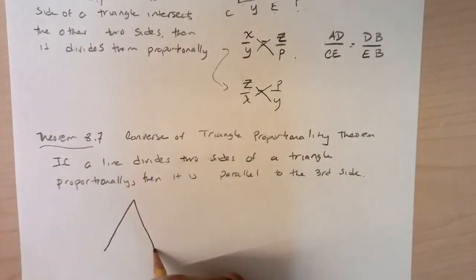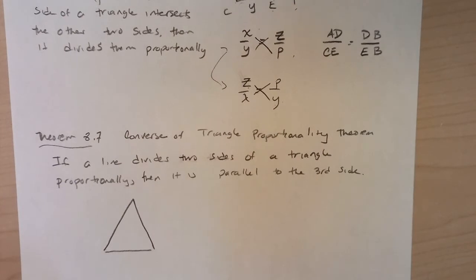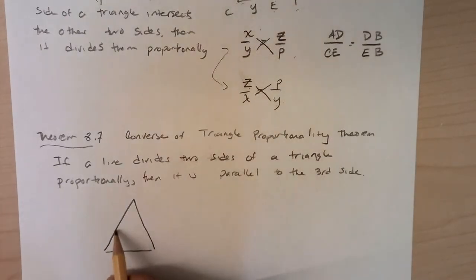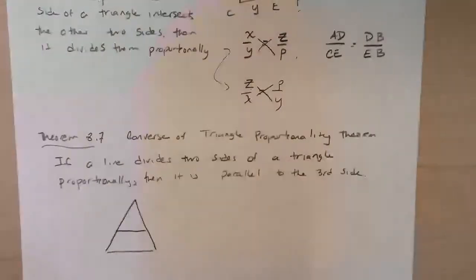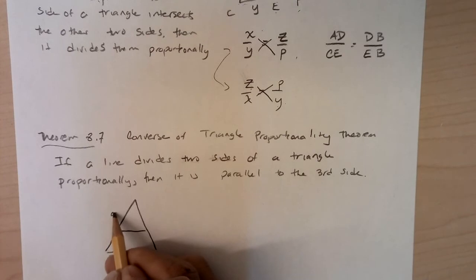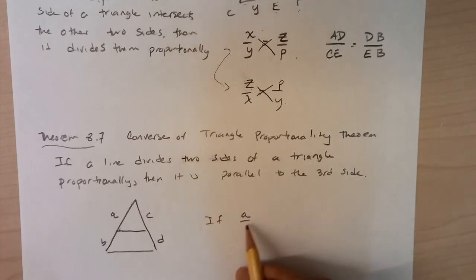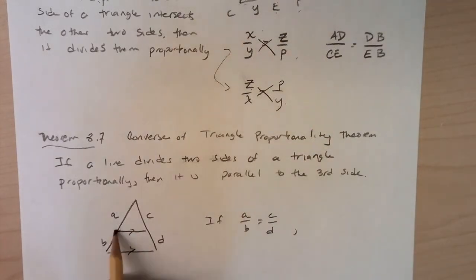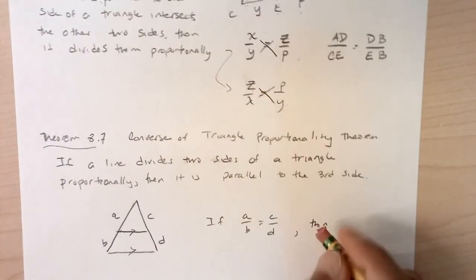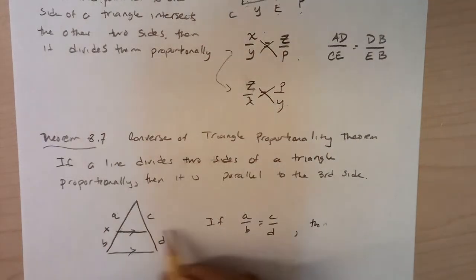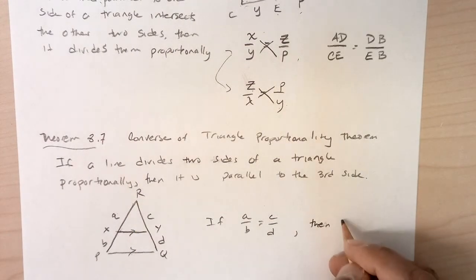But basically, in terms of a diagram, here's what the converse of the triangle proportionality theorem states. If you have a line that divides two sides of a triangle proportionally, so if I let this segment be A, this one B, C, and D, and the ratio of A to B is equal to C to D, then this segment is parallel to the third side. I'm going to label this XY and this PQ, and label that as R as well. Then XY is parallel to PQ.